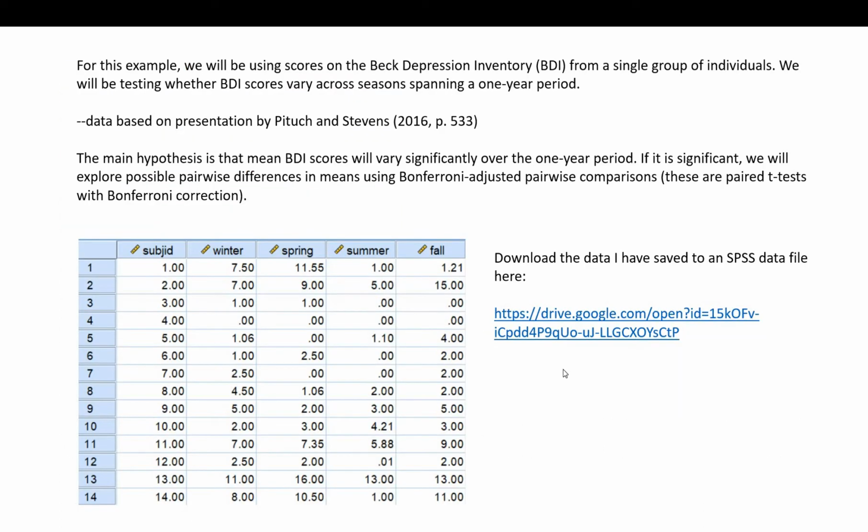So for our first example, we will be using scores on the Beck depression inventory from a single group of individuals, as I just noted, and we're testing whether BDI scores vary across seasons within a one-year period. Just so you know, the data is based on a presentation by Pituch and Stevens from their 2016 text, and the main hypothesis is that mean BDI scores will vary significantly over the one-year period. If it is significant, then we will explore possible pairwise differences in means using Bonferroni adjusted pairwise comparisons.